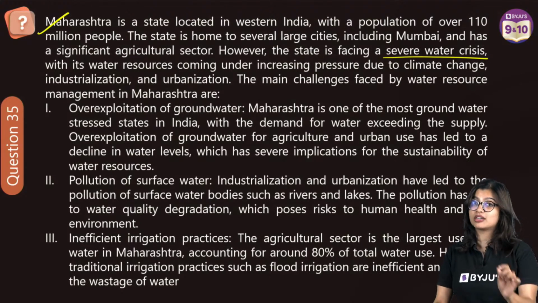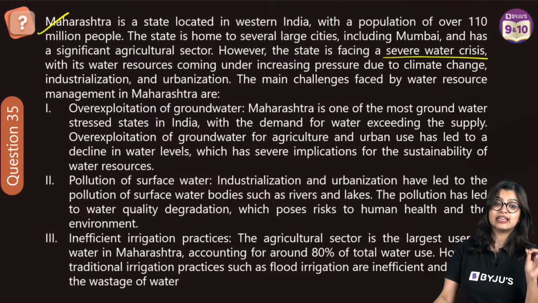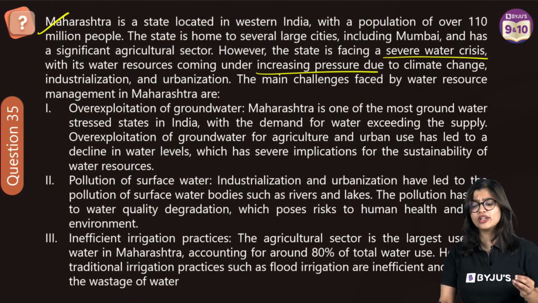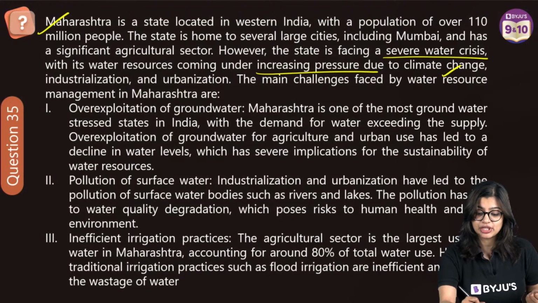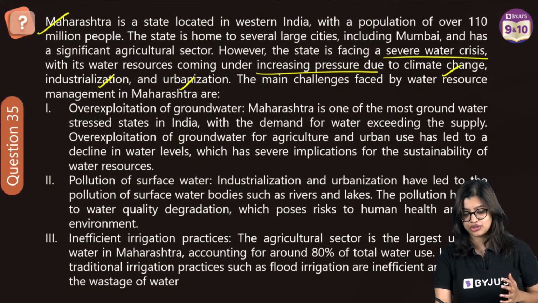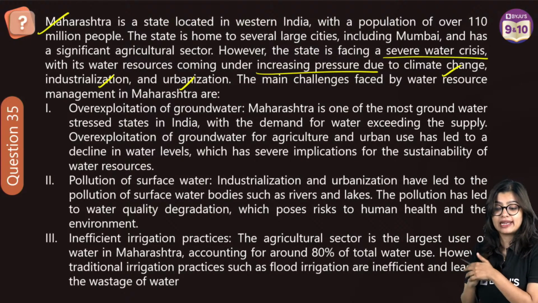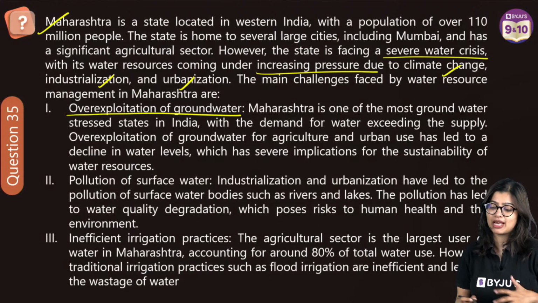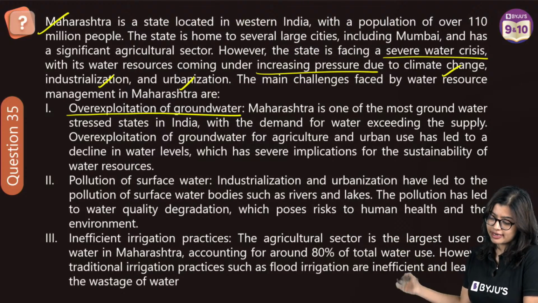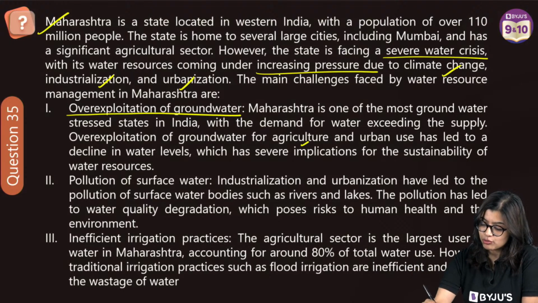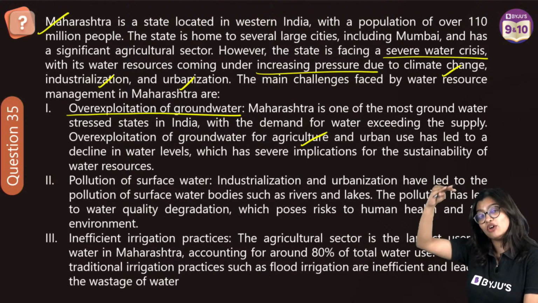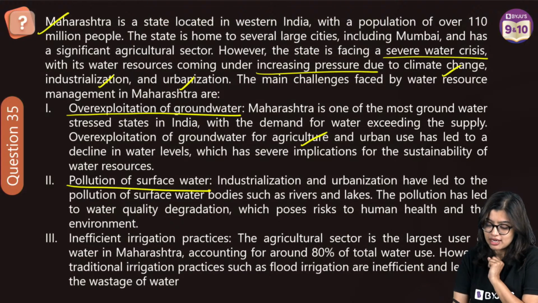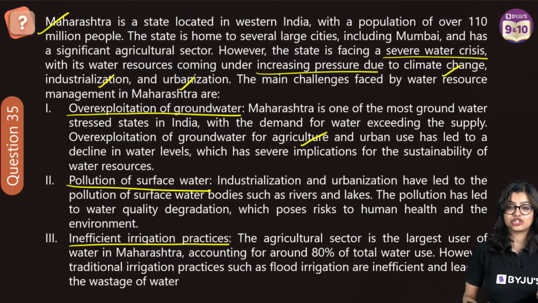Now remember, I told you water resources case-based questions are very, very important. So over a period of time, there has been a lot of pressure on the water resources due to what? Due to climate change, industrialization and urbanization, right? Now, what are the main challenges that they have faced with respect to water resource management? They experience that people are exploiting groundwater, right? So they have been exploiting it for agriculture, where the level of groundwater has become less. Pollution of water surface. Pollution due to industrialization and urbanization and inefficient irrigation practices.